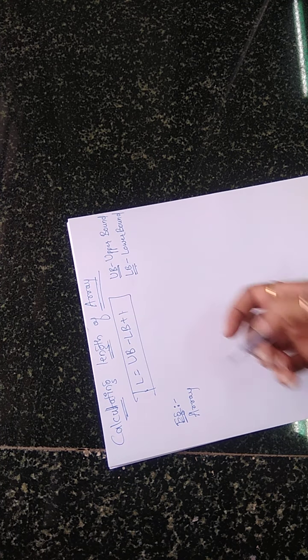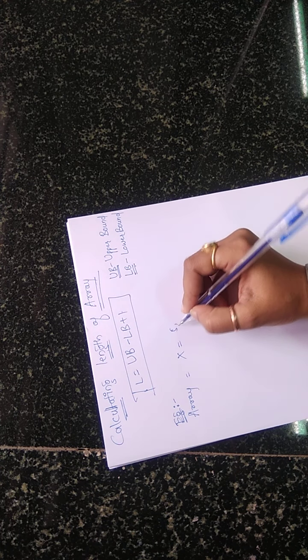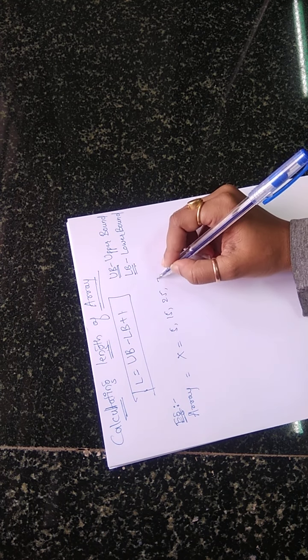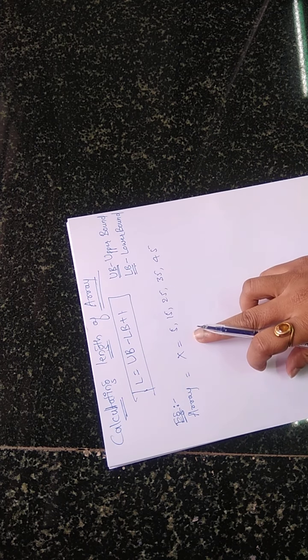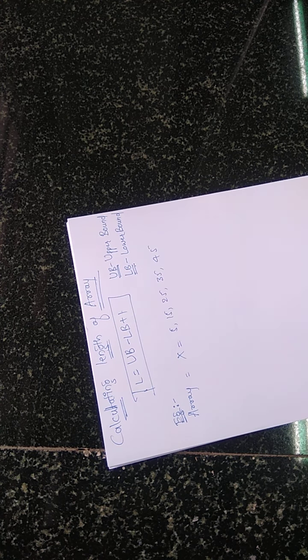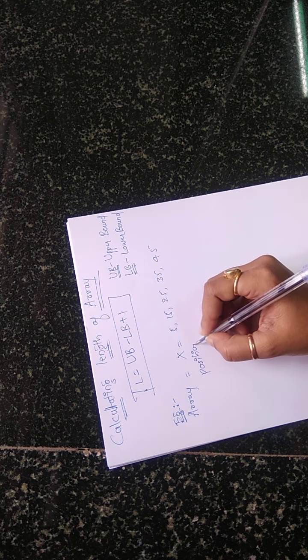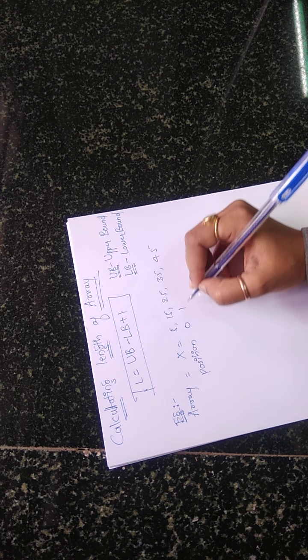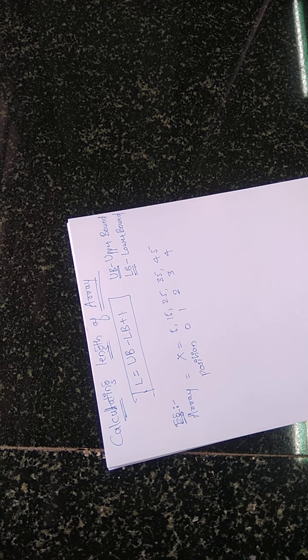Consider an array. Let the array name be X. We have stored the elements 5, 15, 25, 35 and 45, and the values are stored respectively in positions 0, 1, 2, 3 and 4.